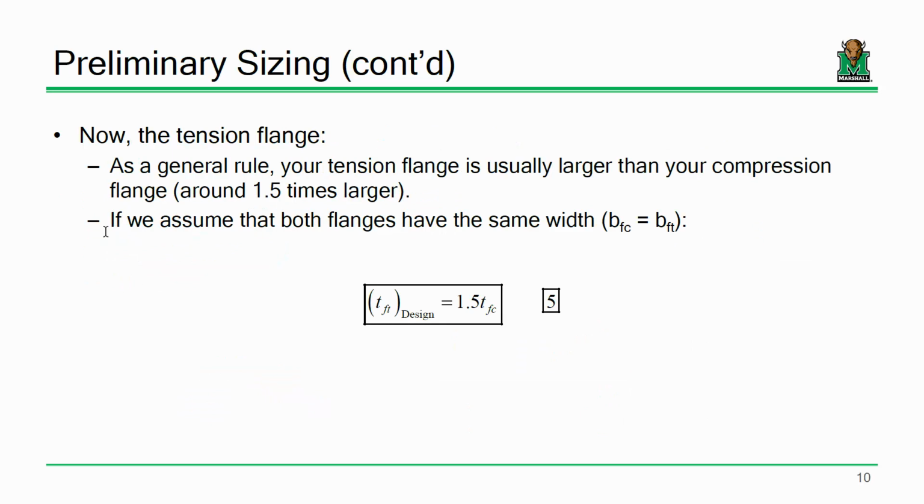So we have the tension flange. Typically you want the tension flange to be a little bit thicker. In a composite bridge, you've got the top flange in compression, but you've also got the deck in compression, so the concrete deck is actually helping you out. You don't need as much steel on top of the girder as you do on the bottom. So on the bottom, your tension flange is usually a little bigger.